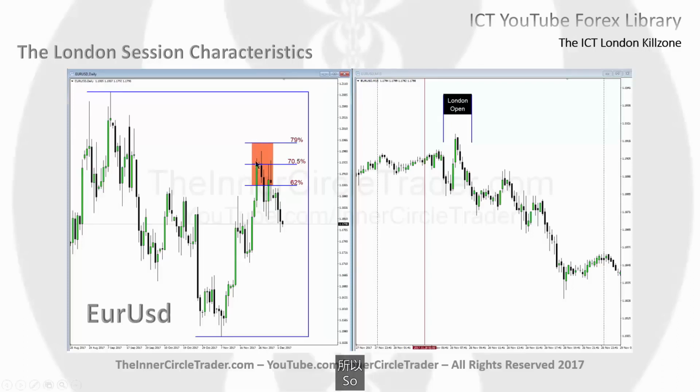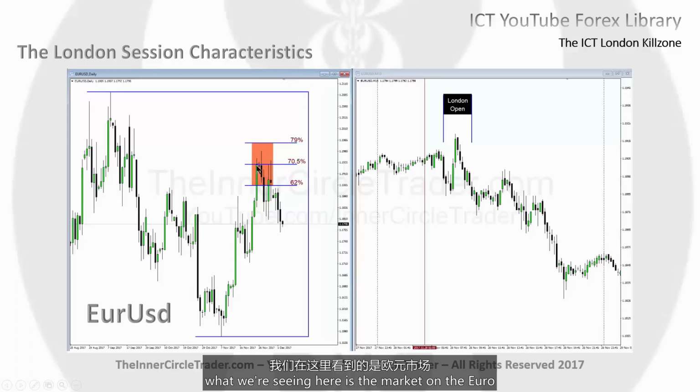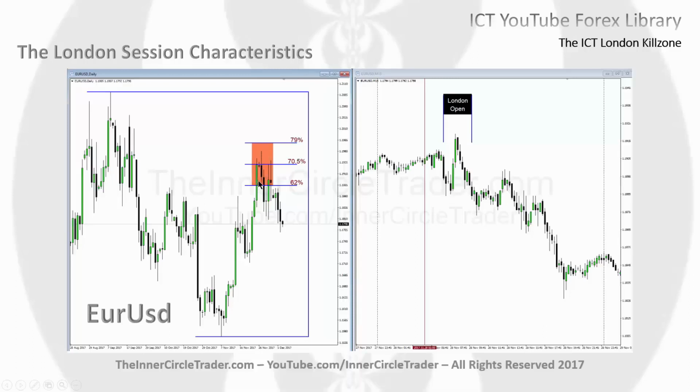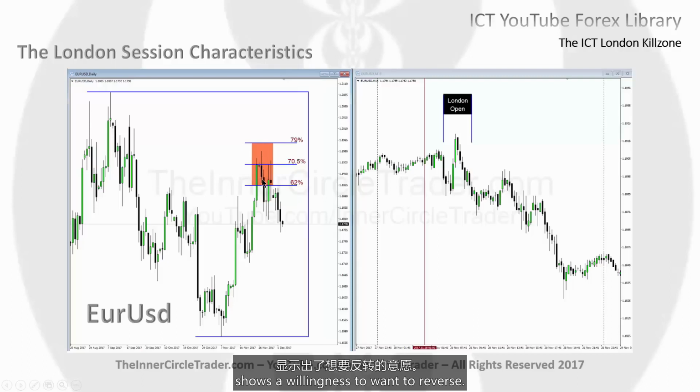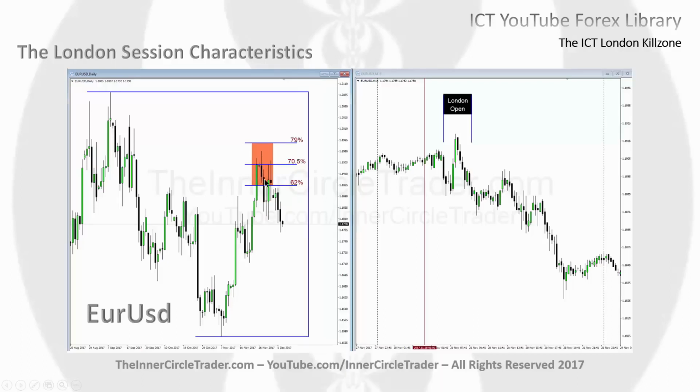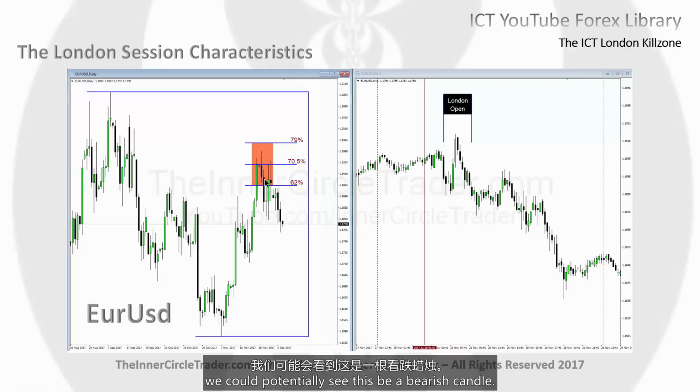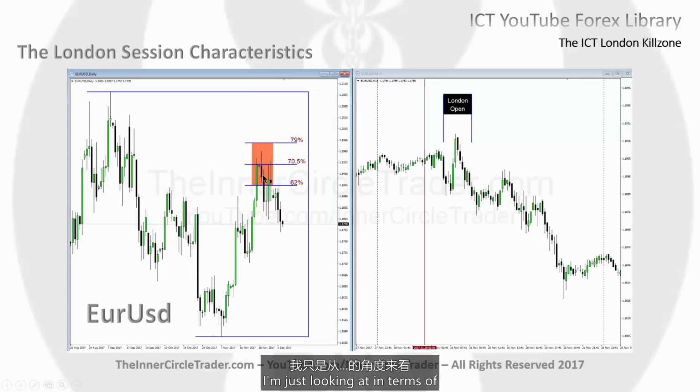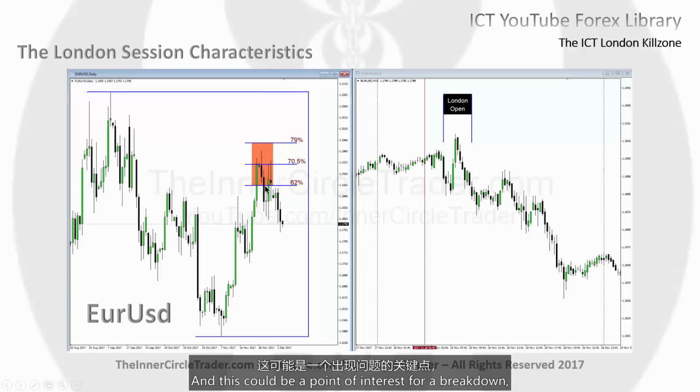Okay, so what we're seeing here is the market on the euro trading up into the 70.5 level, failing to get to the 79 level, and this candle right here shows a willingness to want to reverse. So the next candle, we could potentially see this be a bearish candle. Now, I'm not looking at swing points. I'm just looking at where we are in a higher time frame, and this could be a point of interest for a breakdown.